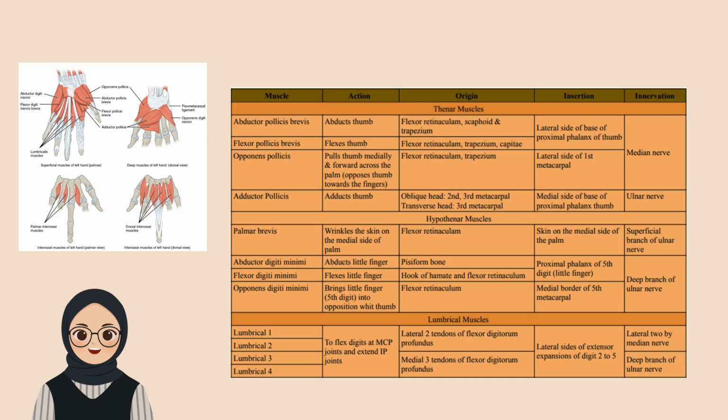They have the same insertion in the lateral sides of extensor expansions of digits 2 to 5. And the innervation of lumbrical 1 and lumbrical 2 is by median nerve, and lumbrical 3 and 4 is the branch of ulnar nerve. And actually there is one more, the interossei muscles, which are divided into two, the dorsal interossei and the palmar interossei.